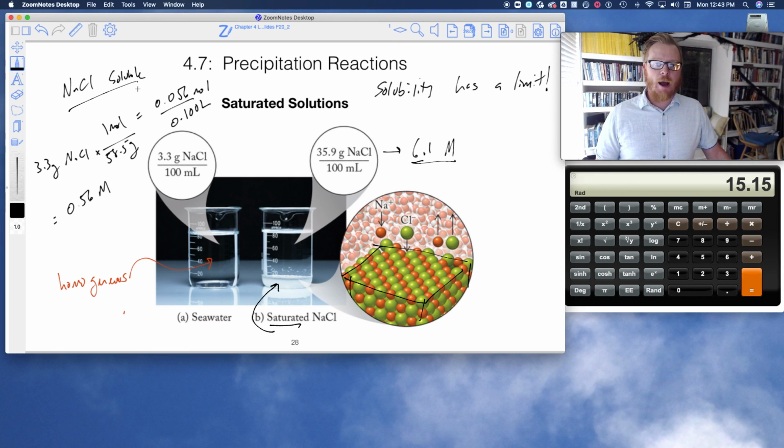Okay. And in Chem 110, we will explore the quantitative calculations of saturated solutions in much more detail. For now, I just kind of want you to be aware of what a saturated solution is, and be able to use those solubility rules to predict what a precipitant will be from one of those double displacement reactions.